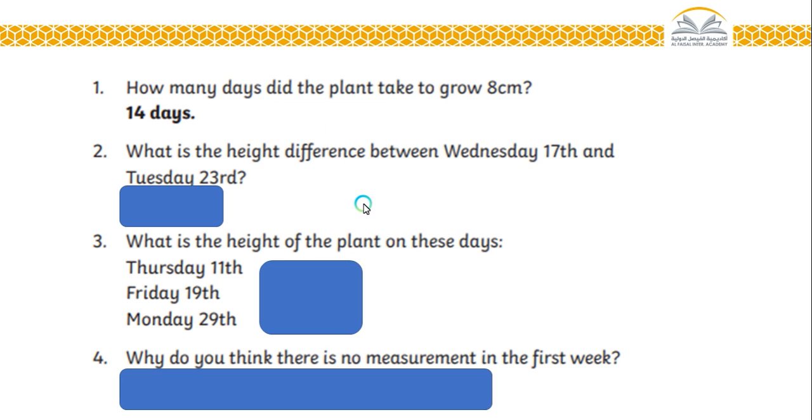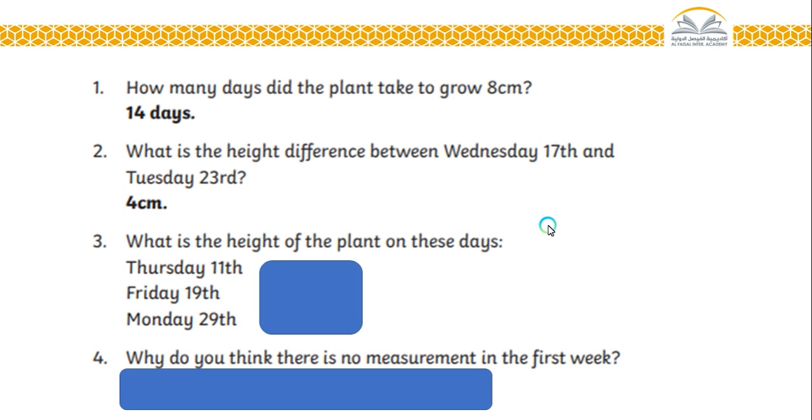Now, what is the difference in height between Wednesday 17th and Tuesday 23rd? The difference between them is a subtraction. So we are going to look at their growth on those particular days, and we take away the small number from the big number. So our answer is going to be 4 centimeters.